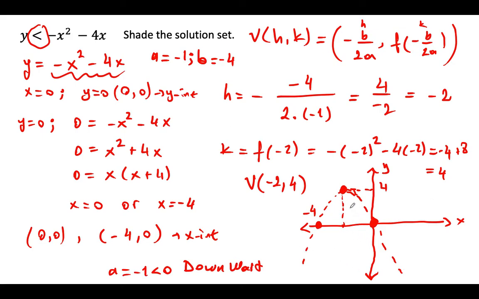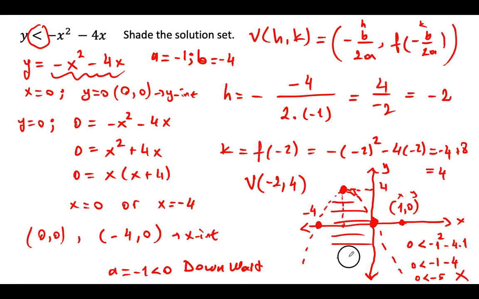Now inside or outside. Let me choose now 1, 0. X is 1, y is 0. So let me put it here. Y, which is 0, less than negative x squared, negative 1 squared, minus 4 times 1. 0 less than negative 1 minus 4. 0 less than negative 5. Is this correct? No, it's not correct. 0 is greater. That means this point is not in the solution. It means that the solution is inside of the parabola. Okay, this is the answer to the question.